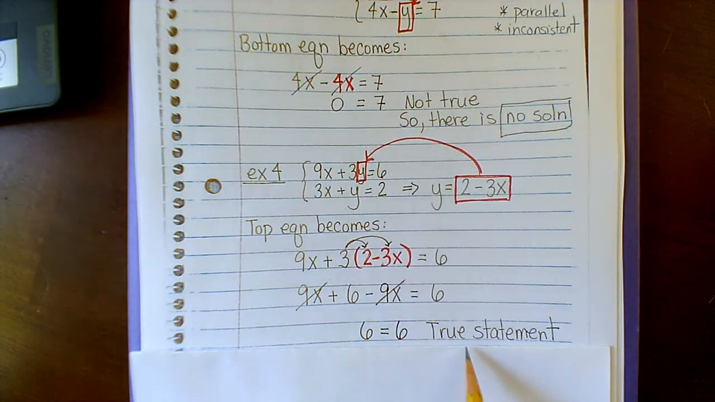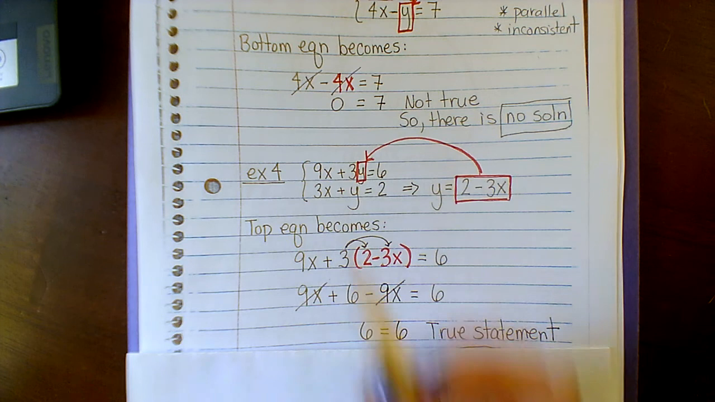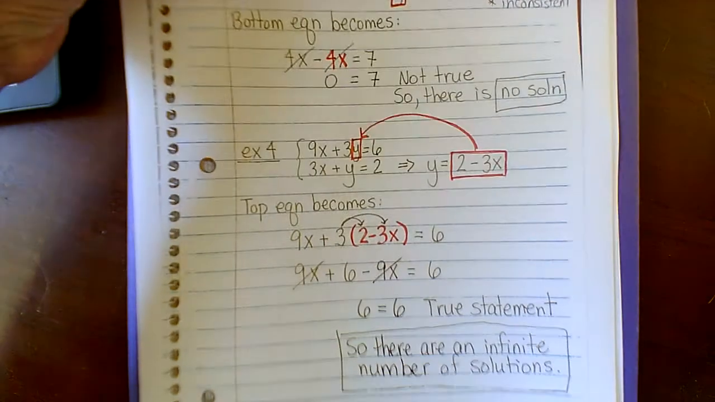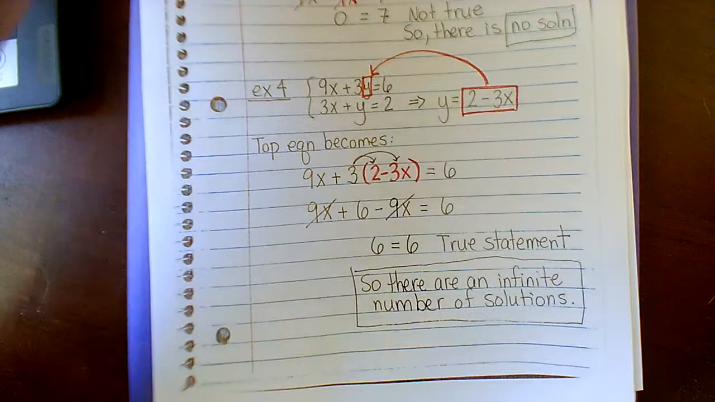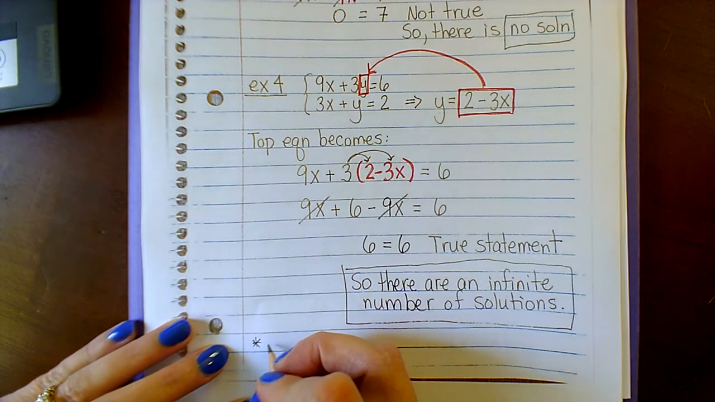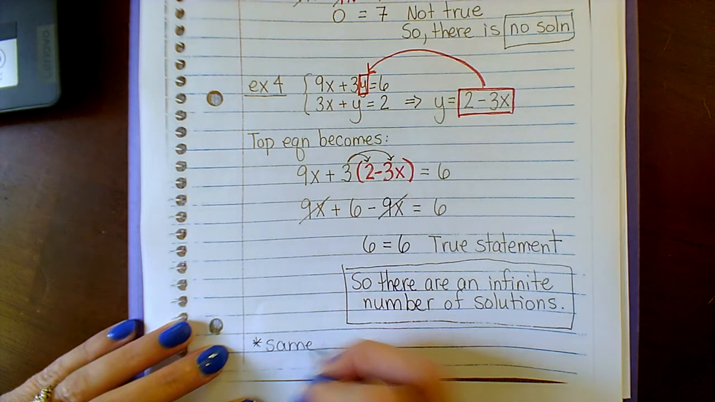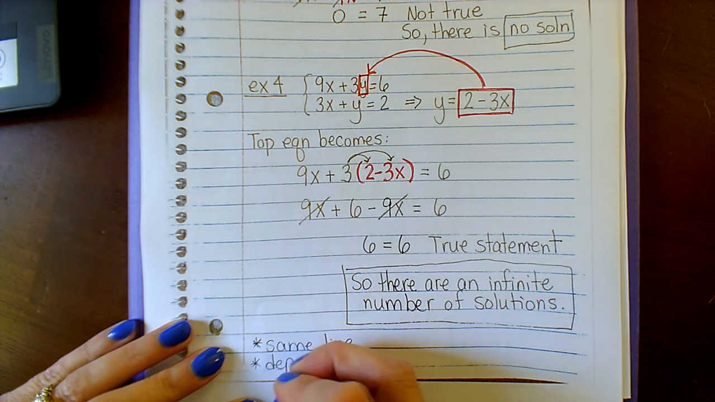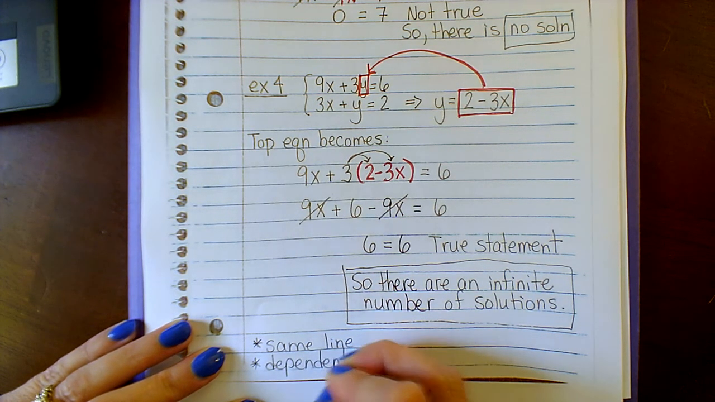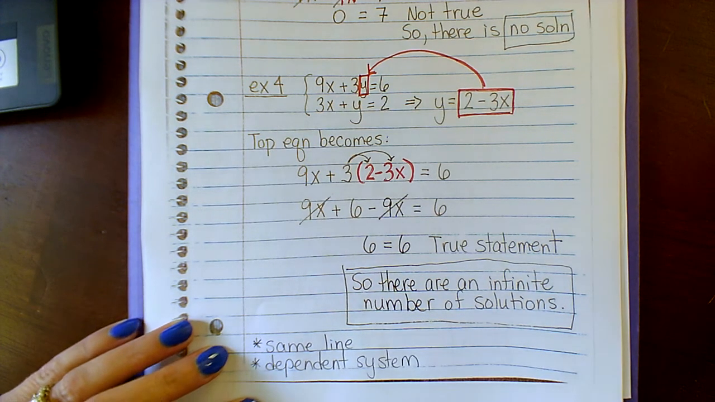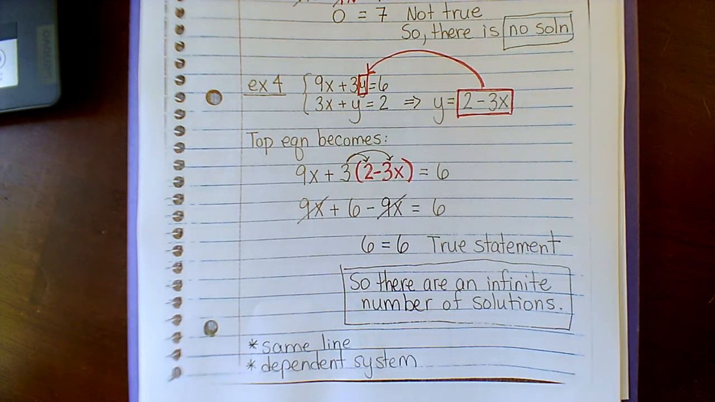Right? So that's a true statement. What does that mean? That means that these two lines are the same line. There's an infinite number of solutions. If you graphed those two equations, you would get the same line. Now, remember, Hawkes calls this a dependent system, whereas the no solution is an inconsistent system.